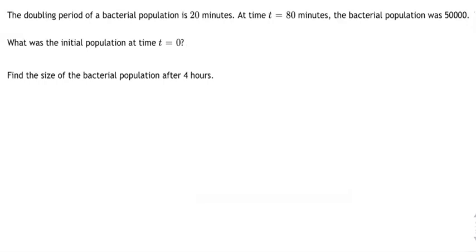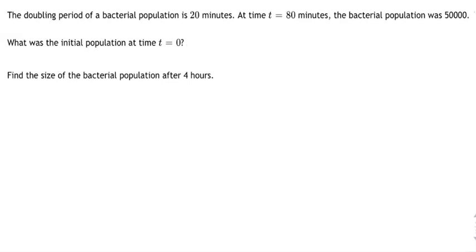If the doubling period of a bacterial population is 20 minutes, and at time t equals 80 minutes, the bacterial population was 50,000, what's the initial population at time t equals 0, and what would be the size of the population after 4 hours? So we'll look at a strategy that works here. It would also work if we're working with half-life instead.